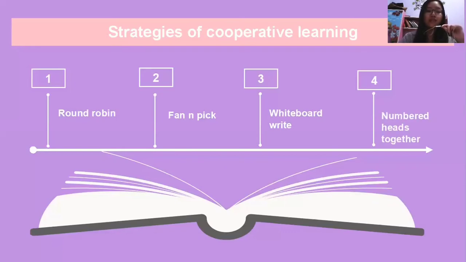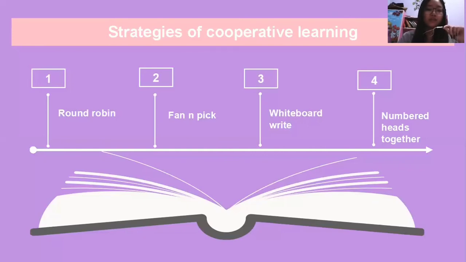For the last strategy is number head together strategy. The first is the teacher gave question to student. The second is the teacher gives student time to think about the answer to the question. The third is student independently answer the question on the board without being asked by the teacher. And then students stand at the edge of the board after writing their answer. After that, student 1 and 2 and student 3 and 4 share answer and remain standing until they reach agreement.